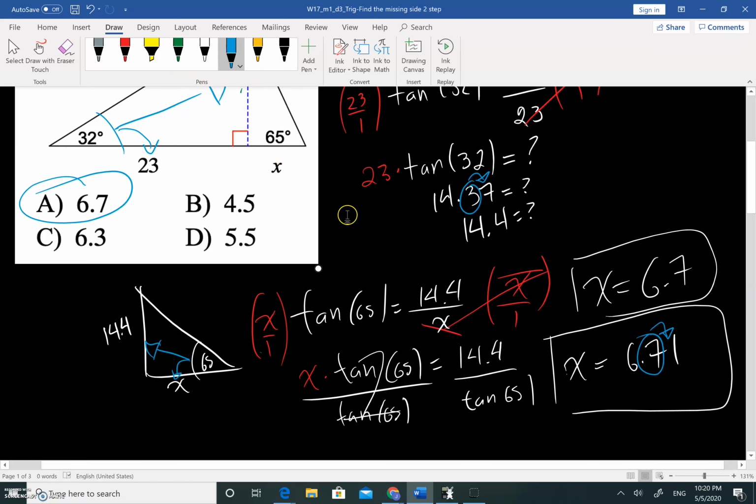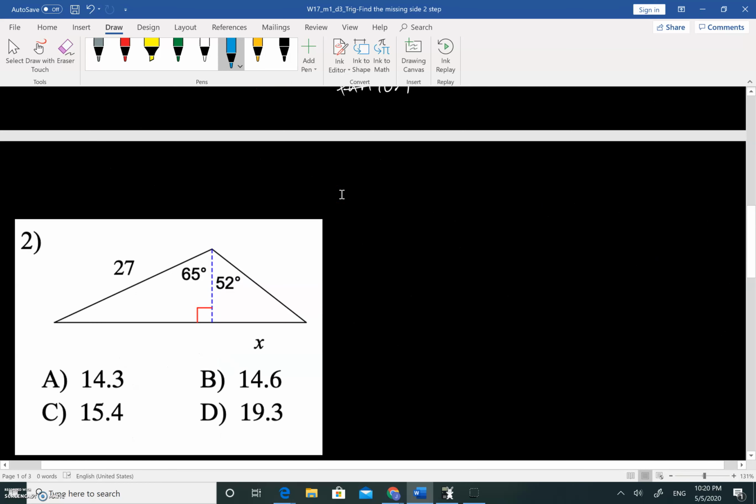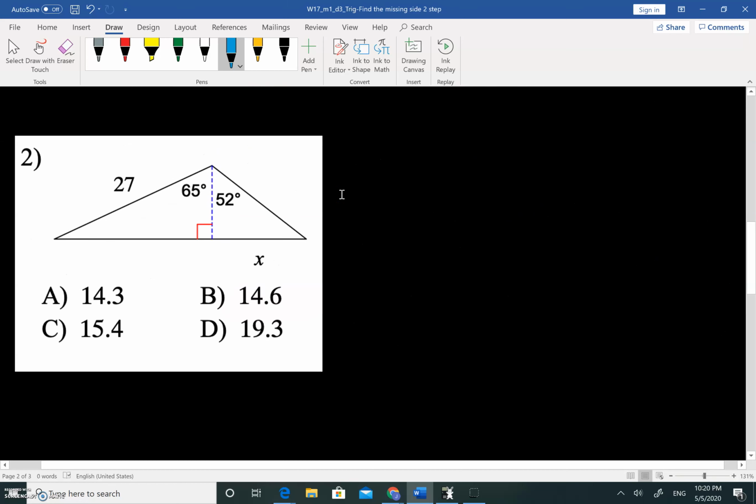So let's go over another example. So we have this, we are looking for x, but if we notice, we don't know what this is and we don't know what this is, and you need to know at least two things in order to find x. In this case, we only know the angle, but we don't know any of the sides. So let's go ahead and use the same strategy that we used before.